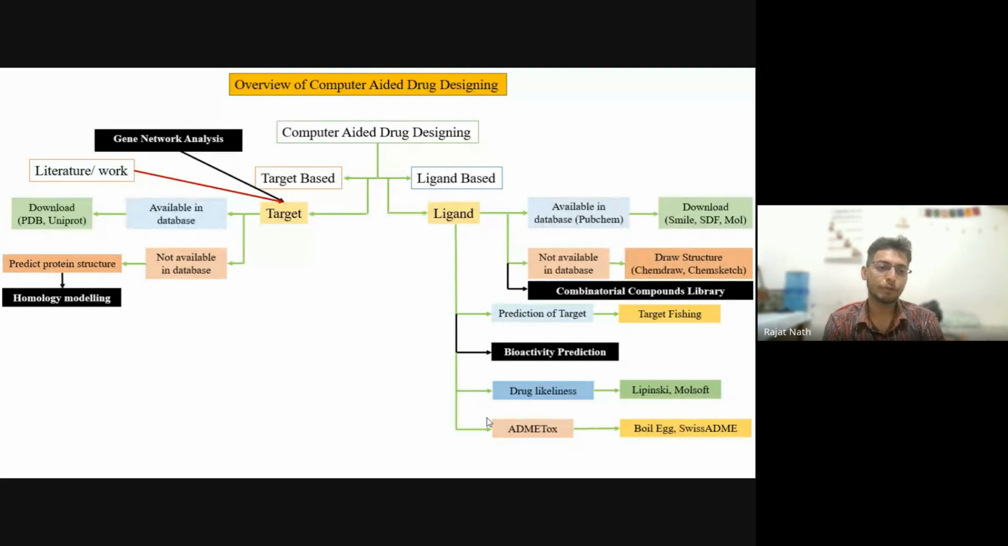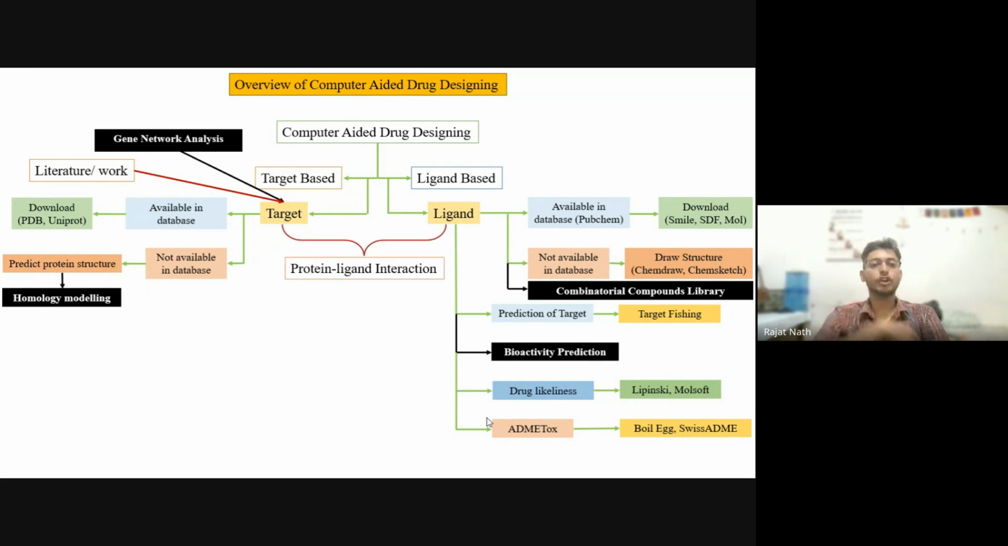So we get the protein structure from the PDB or UniProt. These are two famous databases for proteins, from where we can download all the protein structures. But in some cases, if the protein is novel, as I mentioned, that if you got the protein from gene network analysis and it is novel, nobody has reported it earlier, so definitely it will not be available in the databases. In this case, you have to predict the protein structure, and this is called homology modeling. And it is also an in silico process.